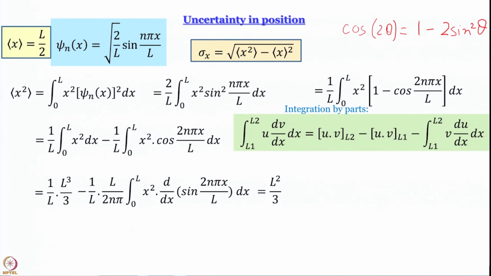So, as you can see, we will have to do it in one more step, that we will come to later on. But right now what do we have? The first term has become L square by 3, and using this formula we can expand the second term by using integration by parts. What do we have here? Integral x square d dx of sine 2n pi x by L dx. So, u is equal to x square, v equal to sine 2n pi x by L.